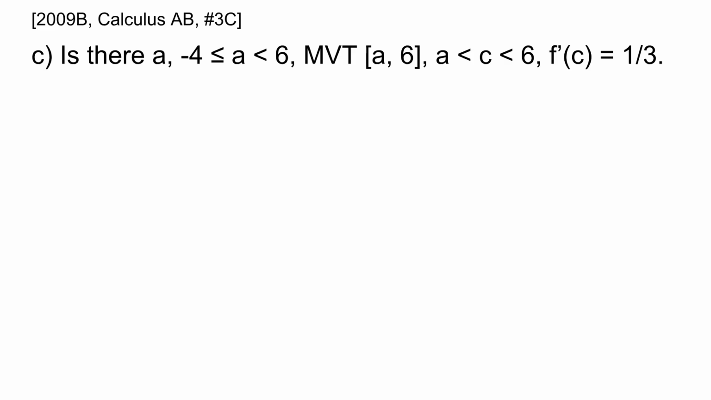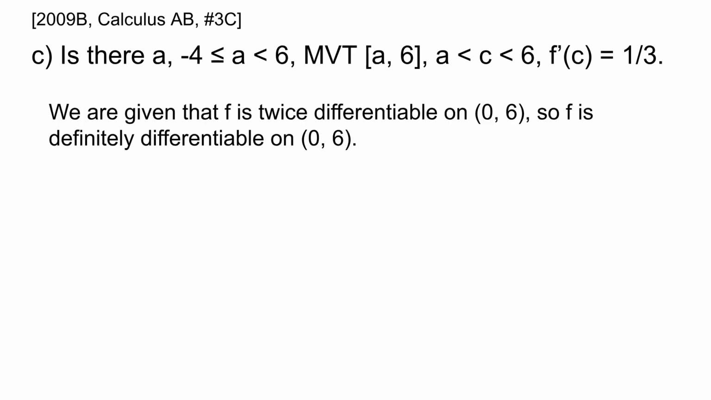In part C of this question, we are asked if there's a value of a between -4 and 6, such that when we apply the mean value theorem to the interval from a to 6, there is a value of c between a and 6, such that f prime of c is equal to 1/3. We're given in the question stem that f is twice differentiable on the interval from 0 to 6. So we can use this to conclude that f is definitely, singularly differentiable on the interval from 0 to 6 as well.